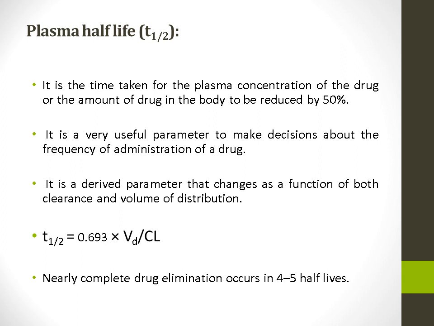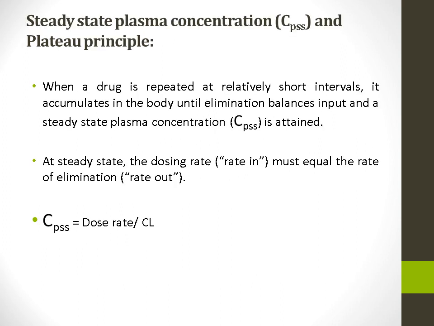So nearly complete drug elimination usually occurs in 4 to 5 half-lives. Please note the formula. The formula is very important for you. T half is equal to 0.693 into volume of distribution divided by clearance. Okay, it is a derived parameter. It is a function of both clearance as well as volume of distribution.